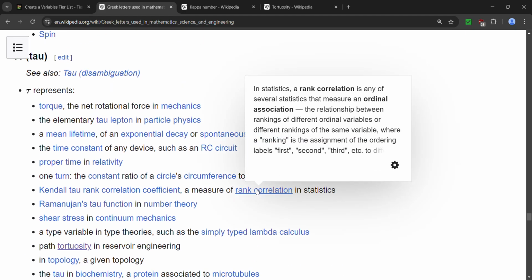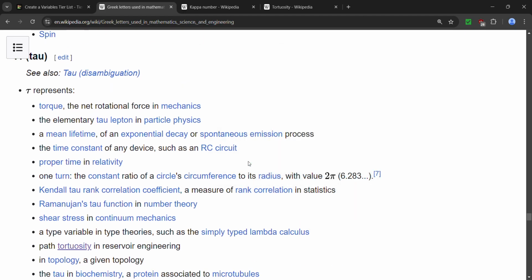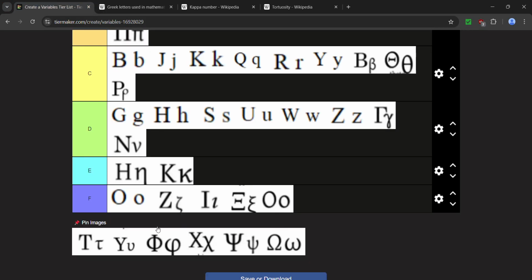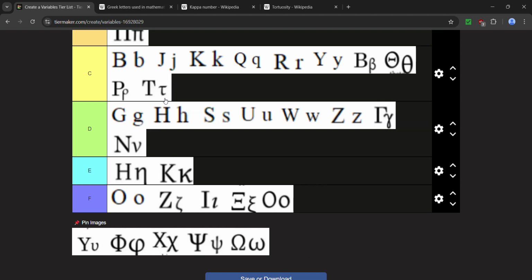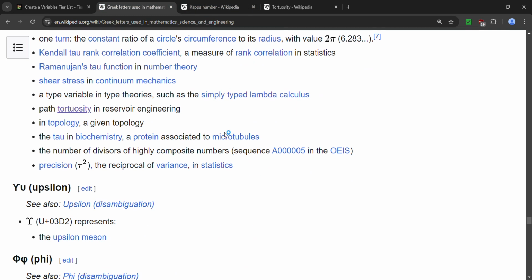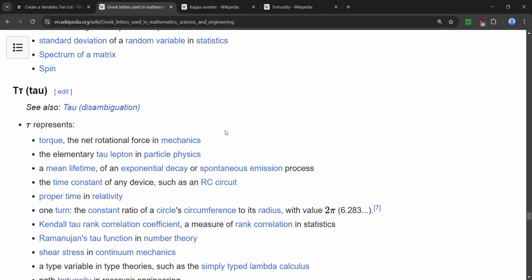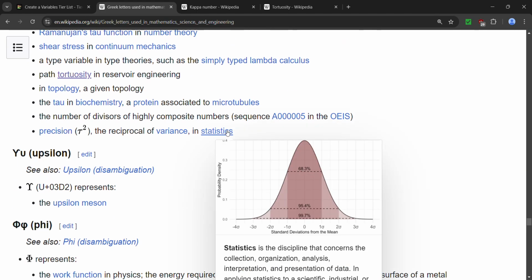Cool. Mainly just torque and mean lifetime, or representing time in some sense. I guess if T is already taken, right? Those aren't useless. I guess that's a C tier. I'll put it as a C tier. It feels kind of like a D tier. All right. Upsilon.